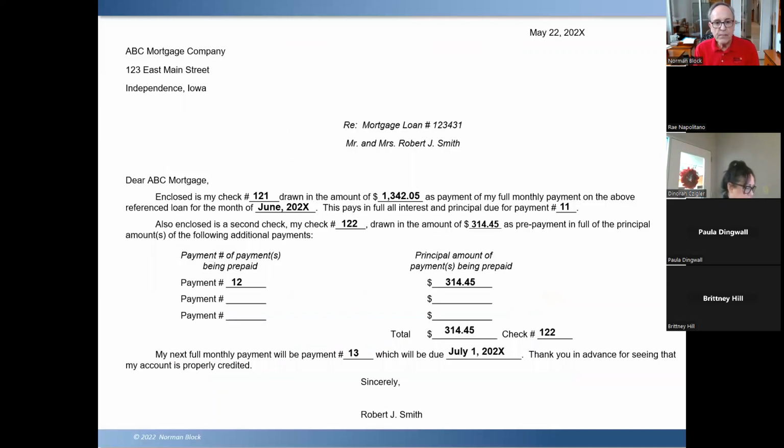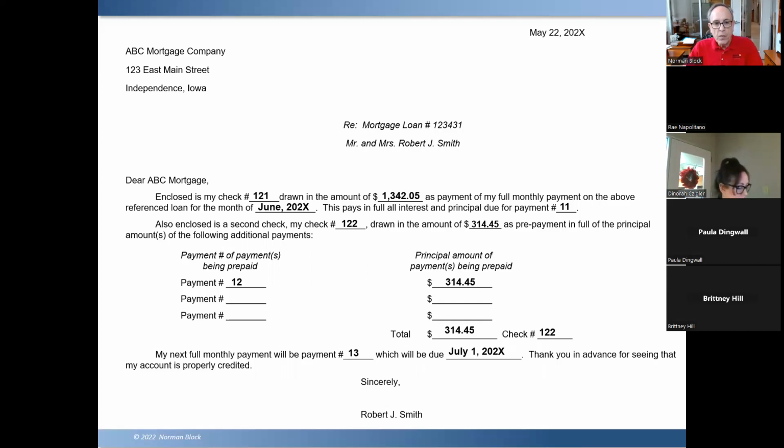Now, how would I keep a record? This is a little template that I use personally for a long time. Again, I realize most people pay electronically today, but if you want to know absolutely positively that you're covered, the written instructions say send in a check. So I'm telling them ABC Mortgage encloses my check 121 in the amount of $1342.05 as the monthly payment for the month of June, and it pays all interest and principal due for payment 11.